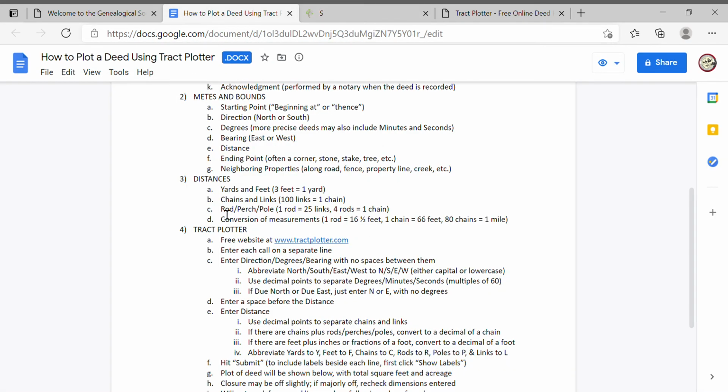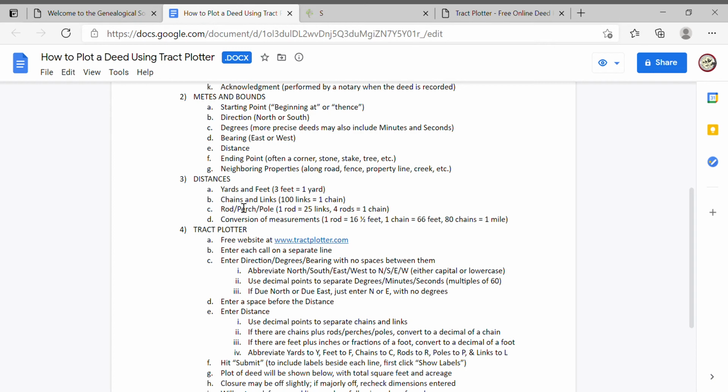You may also sometimes run across one of these words: rod, perch, or pole. All three of those words refer to the same thing. This is a unit of measurement in between a chain and a link. 1 rod equals 25 links. 4 rods equals 1 chain. So it's a fourth of a chain, or 25 links make a rod. And again, perch and pole are other words that all refer to the same amount of distance.